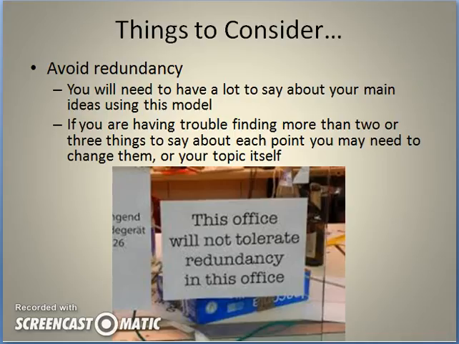More things to consider. Avoid redundancy. You need to have a lot to say about your main ideas. Okay, they're going to be introduced in the introduction. They're going to be expanded upon in the body. They're going to be talked about in the conclusion. If you're having trouble finding more than 2 or 3 things to say about each point, you may need to change your points, or you may need to find a whole new topic altogether.